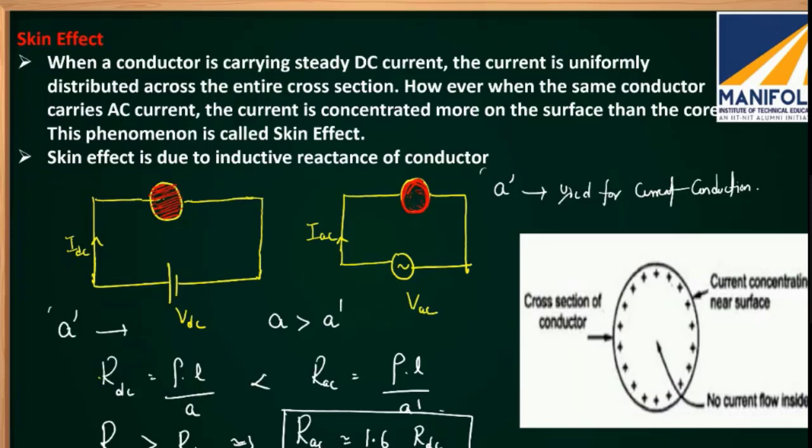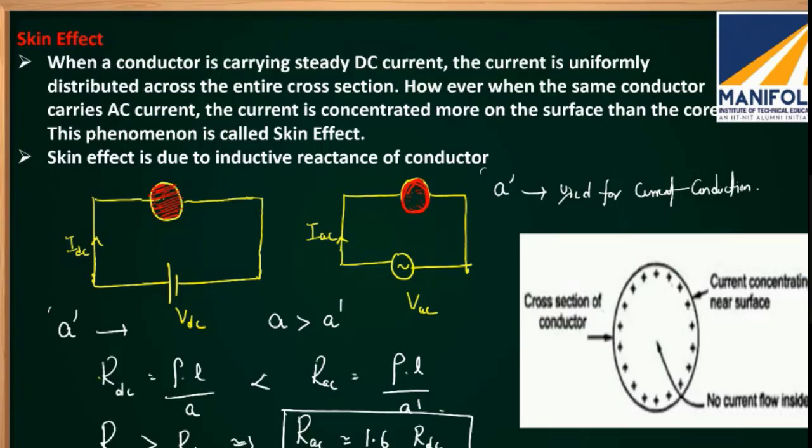So when you pass DC current and AC current through the same conductor, the resistance offered to AC current is greater than the resistance offered to DC current, because the current concentration is non-uniform in AC conductors, whereas it is uniform in DC conductors. This effect is called skin effect.